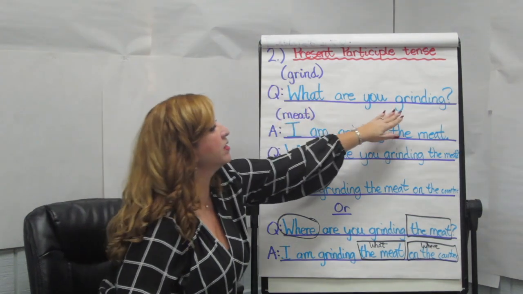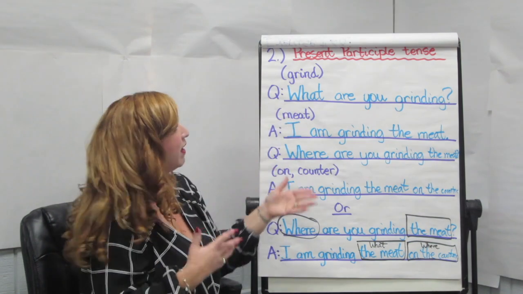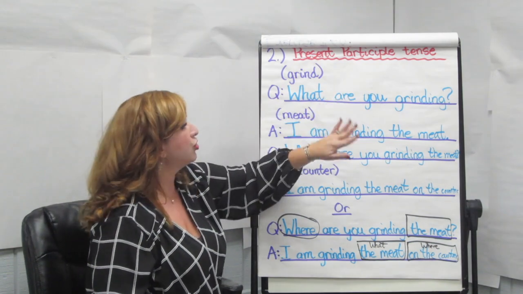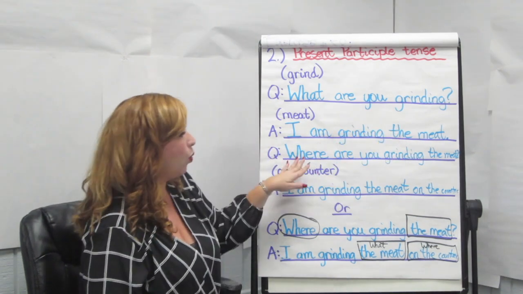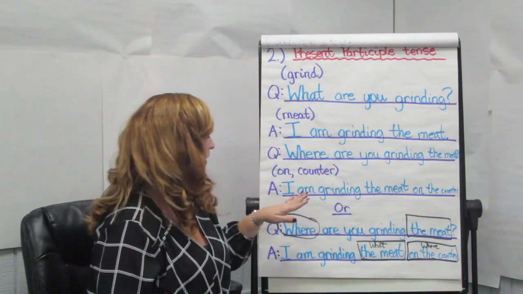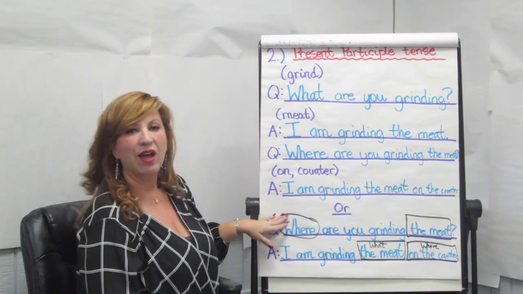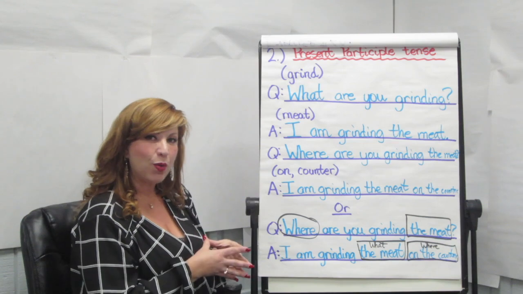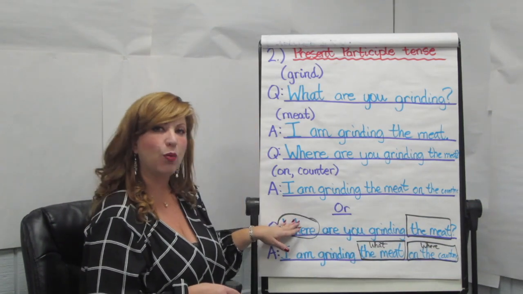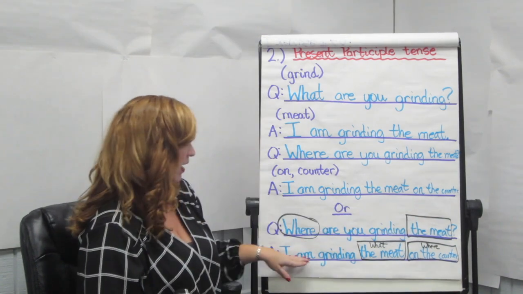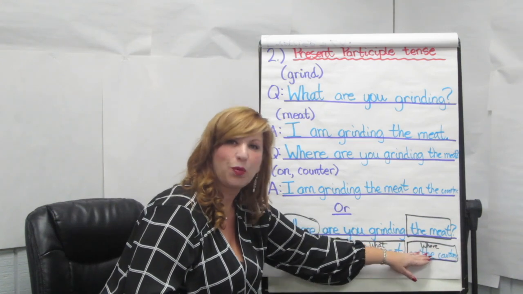So again, this exercise was done in the present participle. And we could see because we have grinding, it is in the present progressive, which is the same thing as the present participle. So, what are you grinding? I am grinding the meat. Where are you grinding the meat? I am grinding the meat on the counter. And again, one last time, when we combine both questions, where are you grinding the meat is addressing the where and the what. I am grinding the meat, which is the what, on the counter, which is the where.